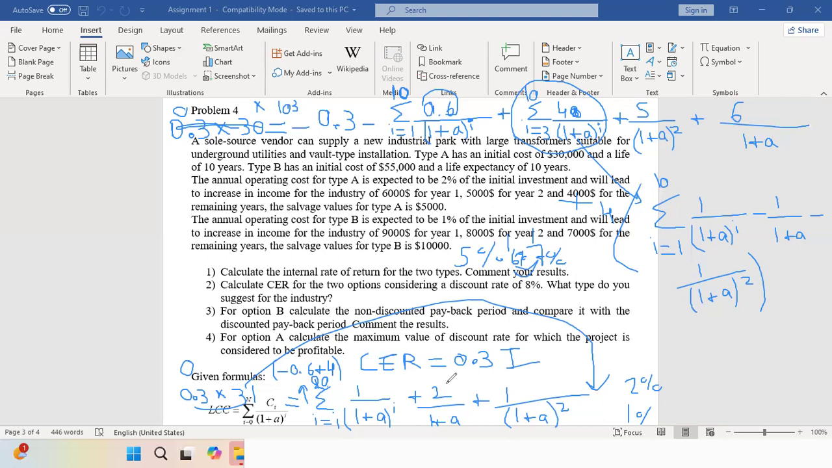But on the calculator, I don't have the sum. I have to put 1 over 1 plus A. No, you have this. Any calculator will include the summation in general. If you don't have it, you mean you want to use the trial and error method?